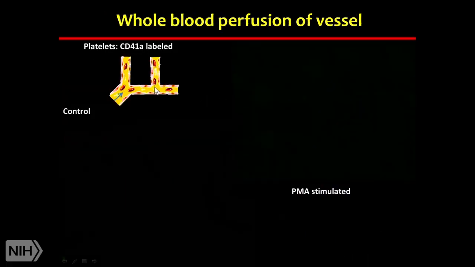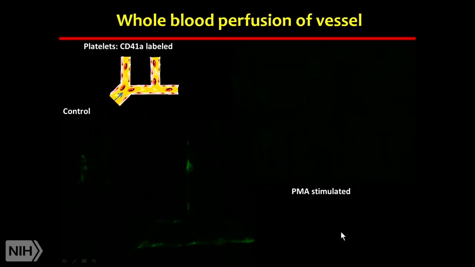We can take these vessels, and in this case, I have a vessel that has a geometry that looks like this, and we can perfuse blood through them. In this case, the blood has fluorescently labeled platelets. When we put this blood through there, you get a little bit of platelet adhesion to the walls, but those platelets do not accumulate on the walls. They bind, and then they are released or embolized off.